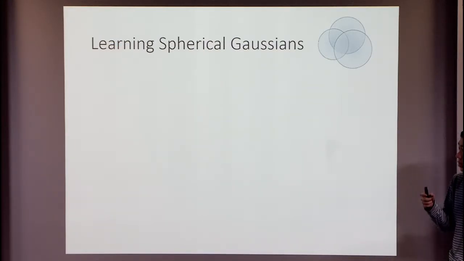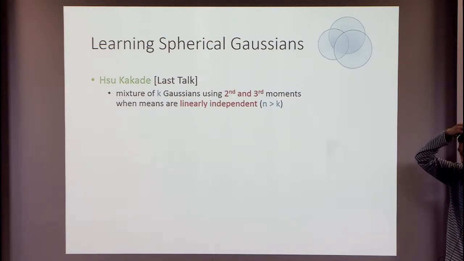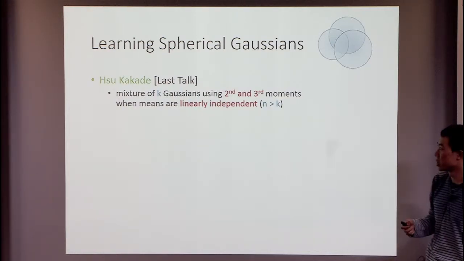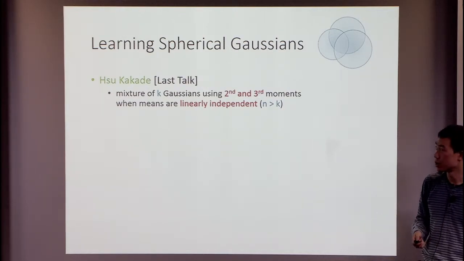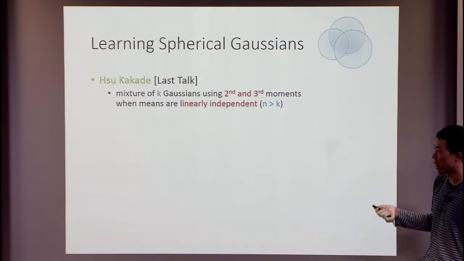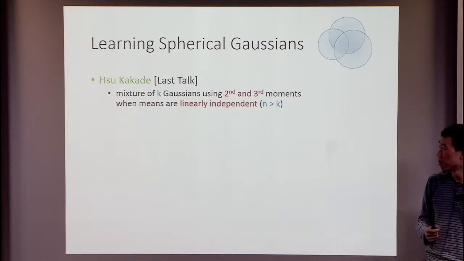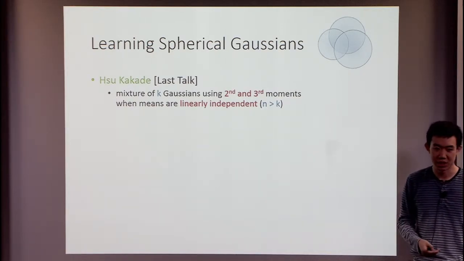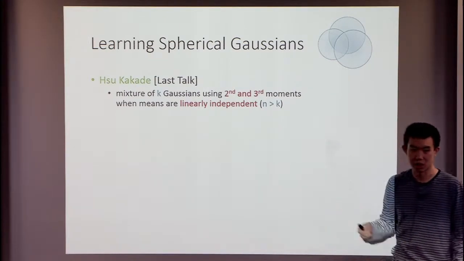So there are a series of works on learning spherical Gaussians. The first one is what Sham just talked about, the work with Daniel Hsu. They can learn a mixture of k spherical Gaussians using just second and third moments. And their algorithm works whenever the means are linearly independent. But in order for this condition to be satisfiable, we need the number of dimensions to be larger than the number of components.